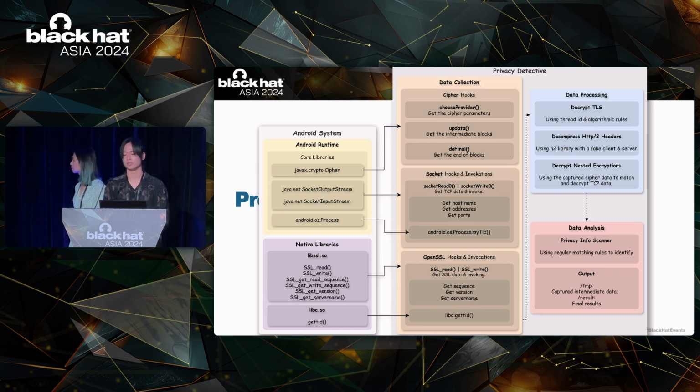Then, please take a quick look at the detailed architecture of our tool. You can get this diagram on Black Hat's website in our slides, and I'll give you 1 minute to watch this diagram. On the left is the Android system, and on the right is our tool. We hook the Android runtime and native libraries to get information from cipher, TCP, and TLS, and the thread ID. After we get this data, we have data processing, and then we will analyze this information. So let's move on.